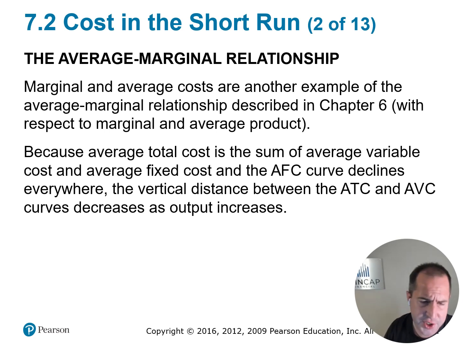The average marginal relationship. Marginal and average costs are another example of the average marginal relationship described last chapter. Because the average total cost is the sum of the average variable cost and average fixed cost, the average fixed cost declines everywhere. The vertical distance between average total cost and average variable cost curves decreases as output increases. So basically, if you're just paying rent on this one warehouse and you create massive scales and operations, your costs of the facility are low. It's all the ingredients or materials you need to make whatever it is you're making that are really most of your cost.